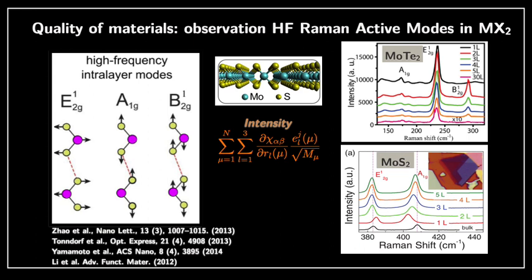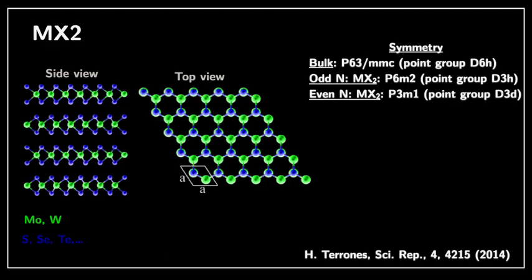Before we move on, I would like to explain to you a little bit of difficulty for these materials that actually comes from convention. I mentioned to you that the modes are always labeled using the irreducible representation of the point group. However, in the case of MX2, there is a little bit of a lack of clarity, which I would like to address in one slide. That was work done by Humberto Terrones, a former colleague of mine at Rensselaer Polytechnic Institute, and he explained this very well in this paper.